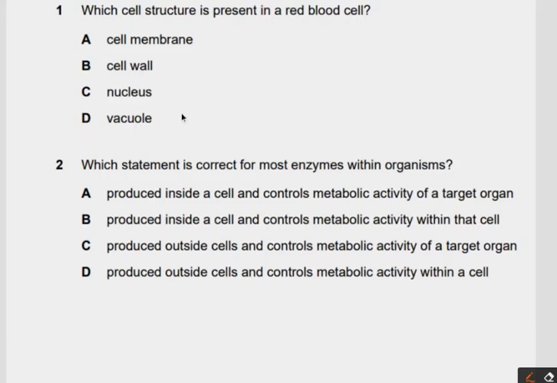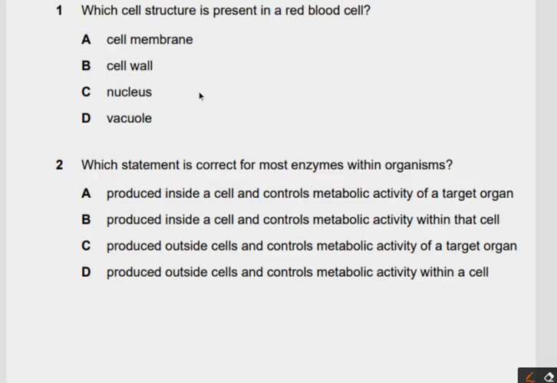Alright, so guys, let's try to look at biology. I have 10 multiple choice questions and one structure question. The first question is saying, which cell structure is present in a red blood cell? We want to say that the red blood cell is the one which carries oxygen throughout the body, which transports oxygen to the body tissues for respiration.